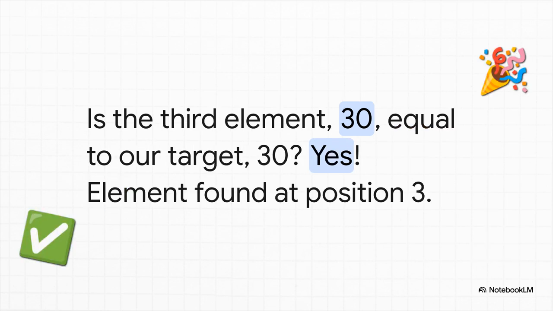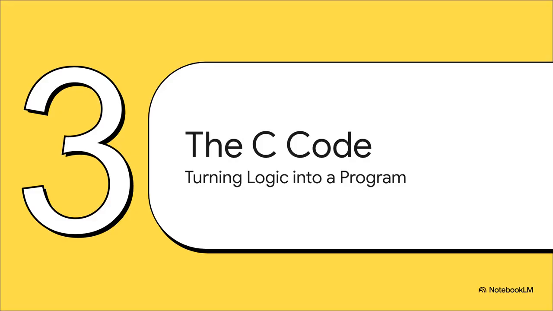And then we get to the third spot. We find the number 30. The algorithm does its comparison, and ding, ding, ding, it's a match. The search stops immediately, and it reports back that we found our number at position 3. Notice, it doesn't even bother looking at the 70 or the 80. Job done. So that all makes sense in theory, right?